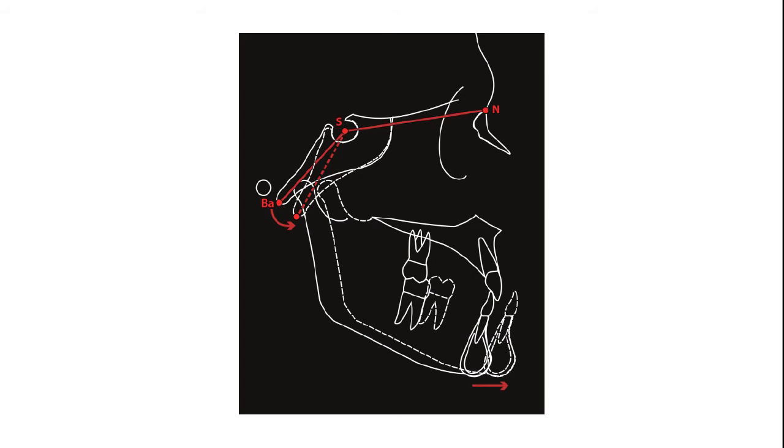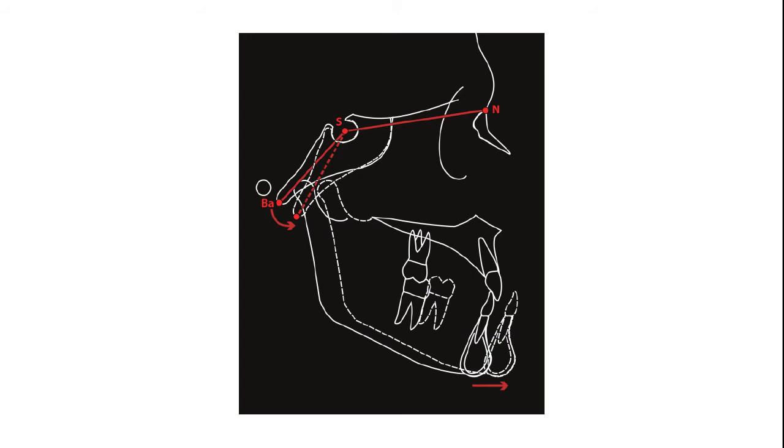An increased saddle angle indicates a posterior position of the glenoid fossa and the mandibular condyle, thereby a posteriorly positioned mandible, so mandibular retrognathia, in relation to the cranial base, unless compensated by a more acute gonial angle and increased mandibular length.